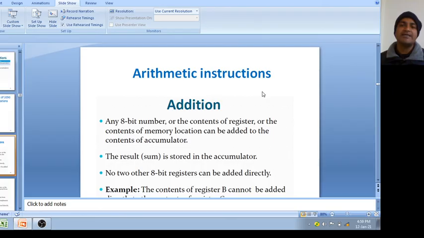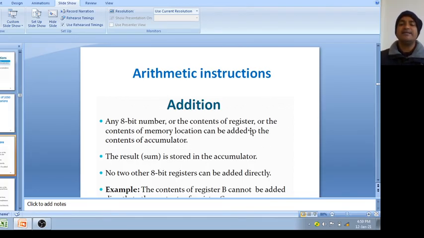In the last lecture you have seen data transfer instructions. In data transfer instructions we transfer data from source to destination, and the contents of the source data are not modified. Actually, all data transfer instructions are copy instructions. Now today we will see arithmetic instructions.